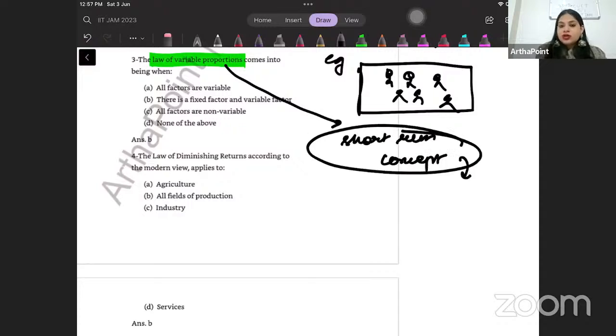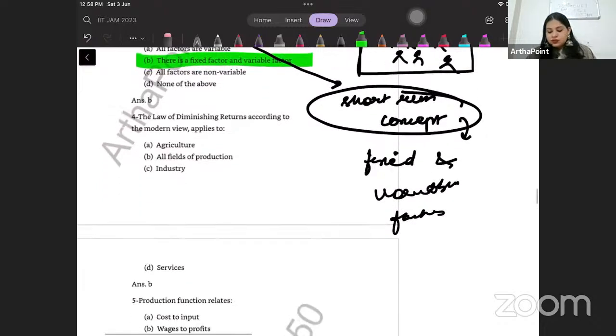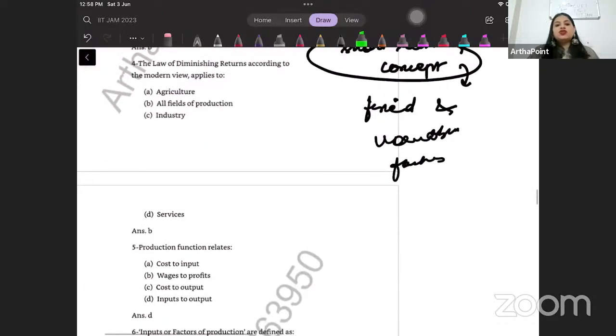And in short run, you have both fixed and variable factors. So answer to this question is B. There is a fixed and a variable factor. Okay, beta, come to the next question.